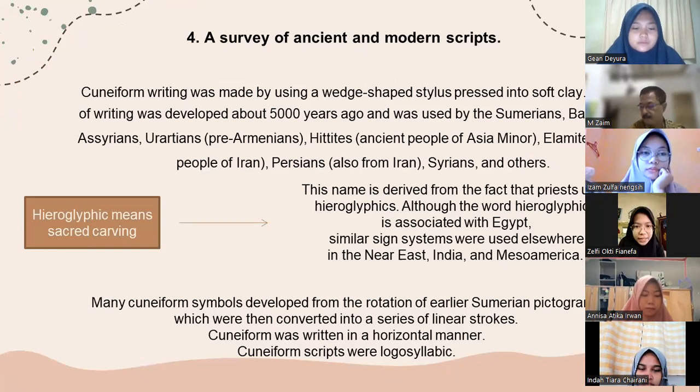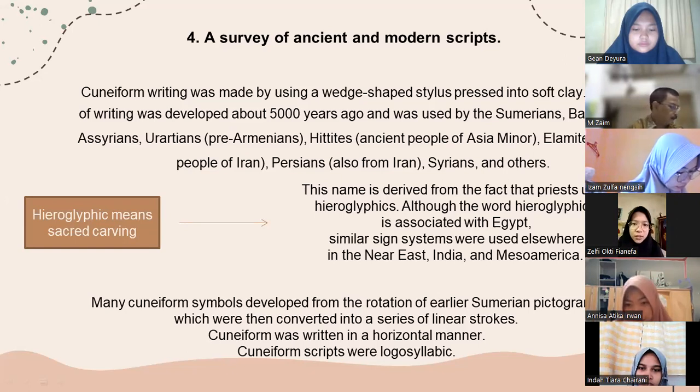Number 4 is a survey of ancient and modern scripts. Cuneiform writing was made by using wedge shapes as a stylus pressed into soft clay. This type of writing was developed about 5,000 years ago and was used by the Sumerians, Babylonians, Assyrians, Eblaites, Hittites, and Elamites.